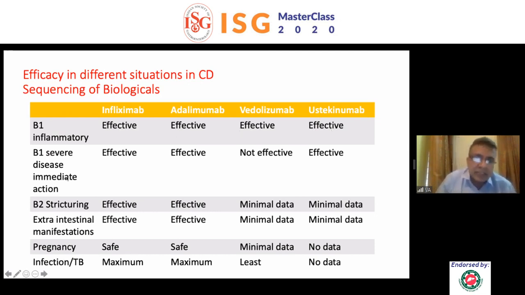If it is B1 severe disease requiring immediate action, then vedolizumab probably would not be the drug to be used here. It is not effective because vedolizumab is only gut selective and has a slower onset of action. Remember that. For B2 stricturing disease, the data is available only for infliximab and adalimumab and not for vedolizumab and ustekinumab. So you would not like to use them in this setting. Extraintestinal manifestation, if a patient has, again, the data is not available for vedolizumab and ustekinumab. You only have data for infliximab and adalimumab. Pregnancy, again, most data is available for infliximab and adalimumab.